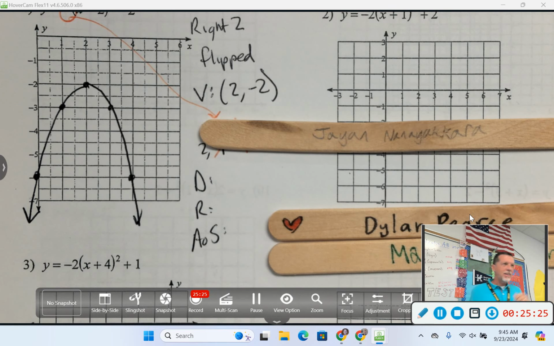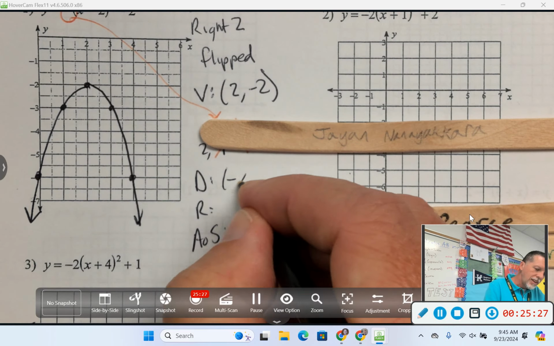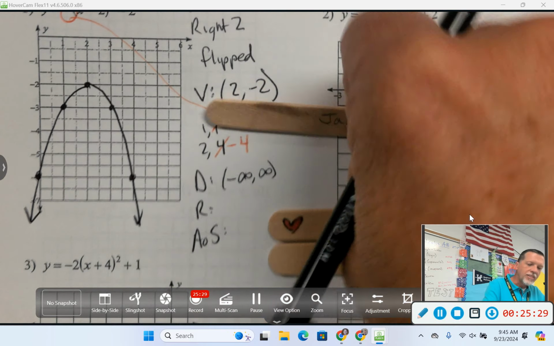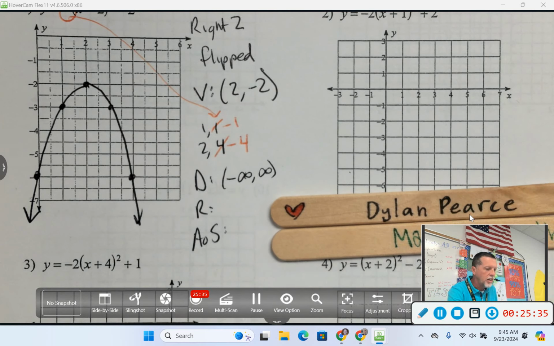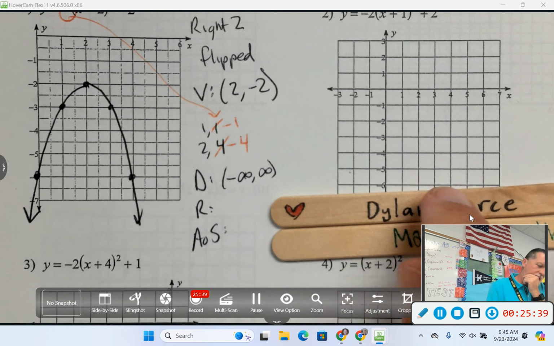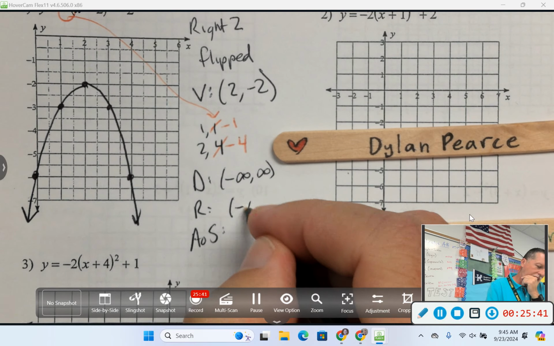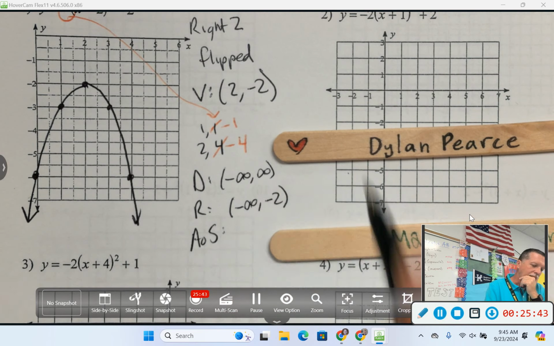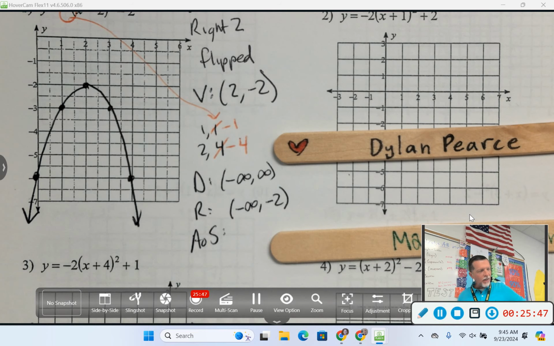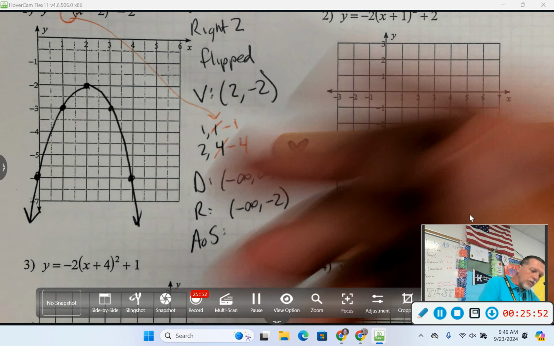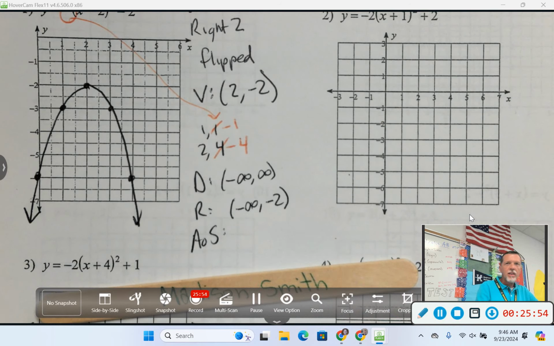The domain: negative infinity to infinity. Again, always. So that's an easy question, but we want to emphasize over and over and over again, it's all real numbers. Dylan, how about the range? Good. Again, always bottom up. It's tempting for students to say negative 2 down to negative infinity. I get what you're saying, but you've always got to go smallest to biggest.